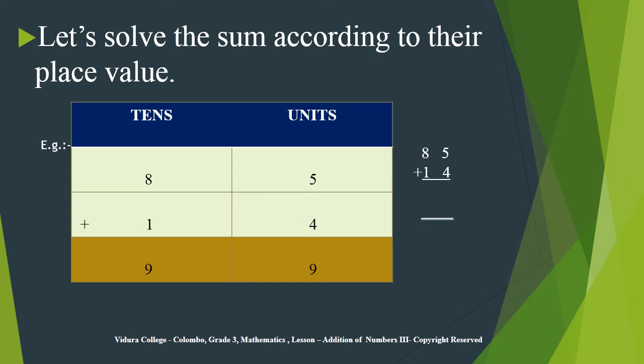First, you should add the units place values. When you add 5 and 4, you will get the answer as 9. Then you can move on to the tens place values. When you add 8 and 1, you will again get the answer as 9. So as you can see, when you solve the sum using the place value, you will get 99 as the final answer.